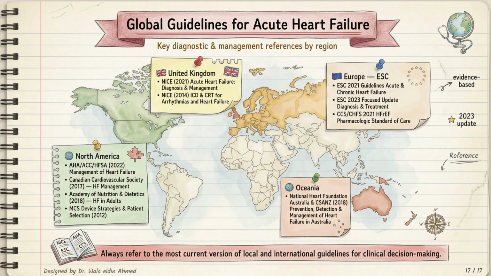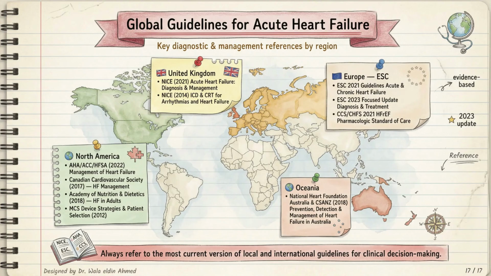These guidelines inform everything we have discussed today, and knowing your local references matters. In the United Kingdom, NICE 2021, Acute Heart Failure, Diagnosis and Management, NICE 2014, ICD and CRT for arrhythmias and heart failure. In Europe, ESC 2021 Guidelines for Acute and Chronic HF, ESC 2023 Focused Update, Diagnosis and Treatment, and the CCS-CHFF 2021 HFrEF pharmacologic standard of care.